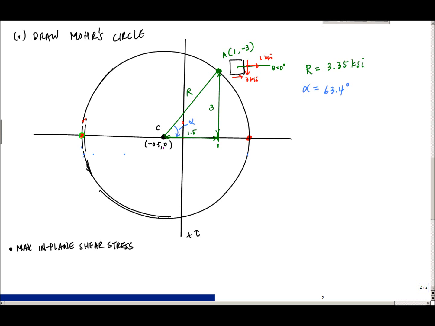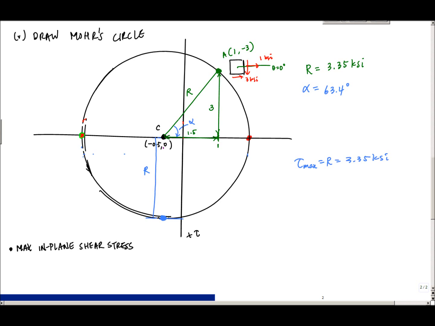Now what we want to do is get the maximum in-plane shear stress. The maximum in-plane shear stress is literally the furthest we can go out from the circle in the plus tau direction, in the shear stress direction. So in this case, the maximum in-plane shear stress is right here. This is my lowest point, and this distance is the radius. So tau max is just equal to the radius, which is 3.35 KSI, at this point right here. So here is my max in-plane shear stress state.